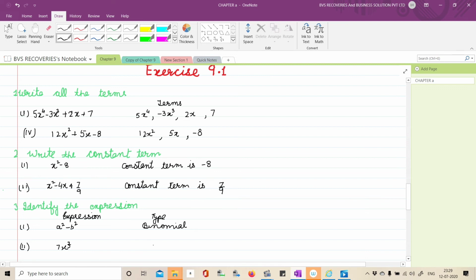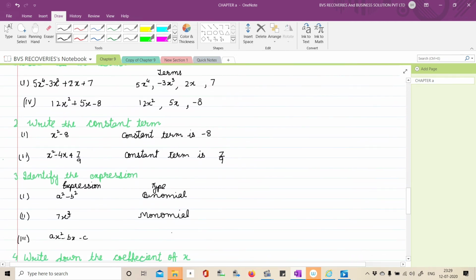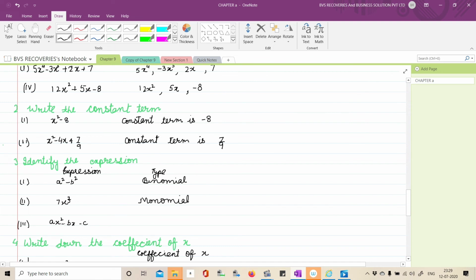Then 7x^3, only one term. So which expression is this? Monomial. Alright. Then one more part we have. The third part is ax^2 minus bx minus c. So how many terms are here? Three terms means the expression is trinomial. I hope you have understood how to write the term.